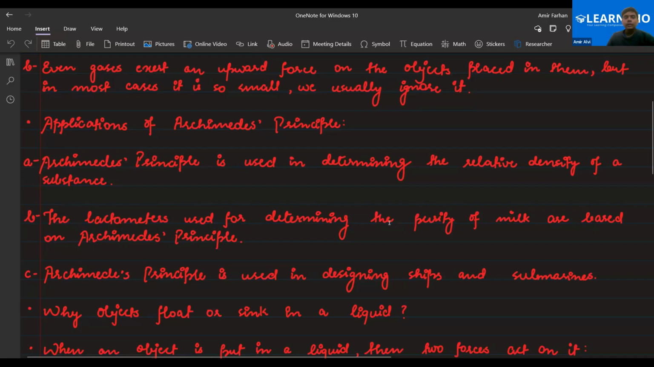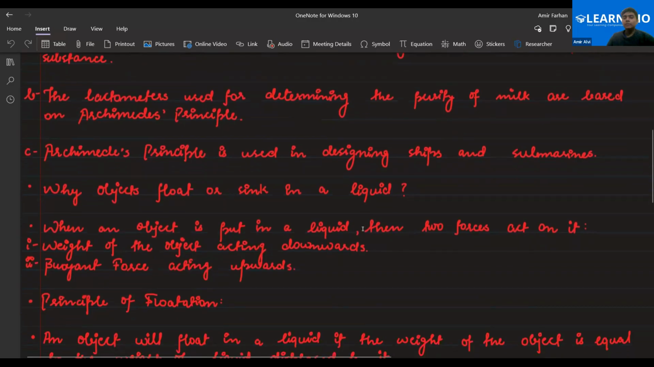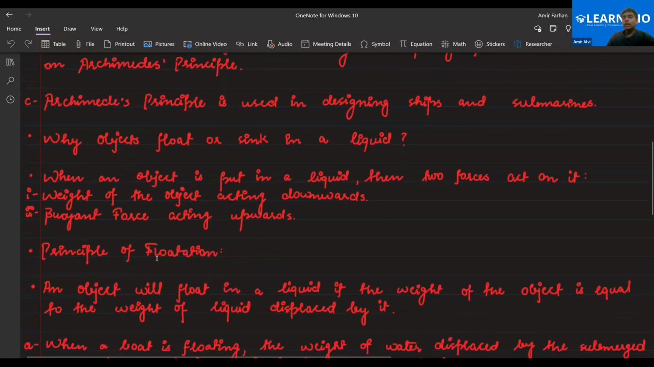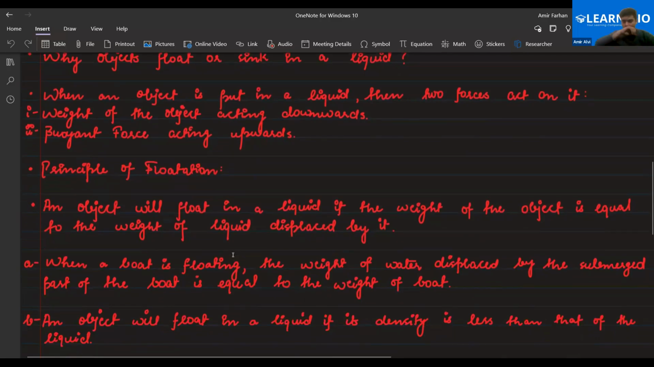Next is why objects float or sink. The reason is that when the object is put in a liquid, two forces act on it. First is the weight of the object acting downwards, and the buoyant force acting upwards. An object will float in the liquid if the weight of the object is equal to the weight of the liquid displaced by it. It means that if both the object and the liquid displaced are equal, then it will float.